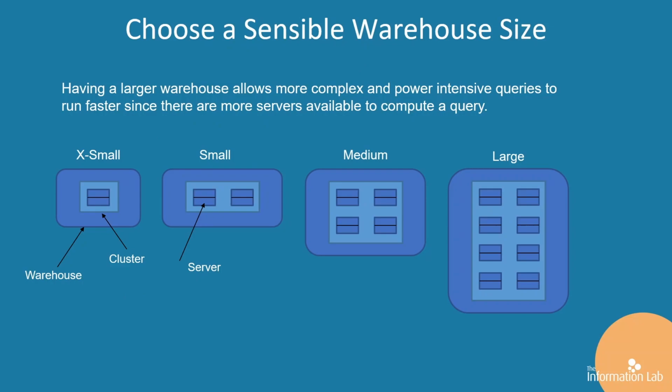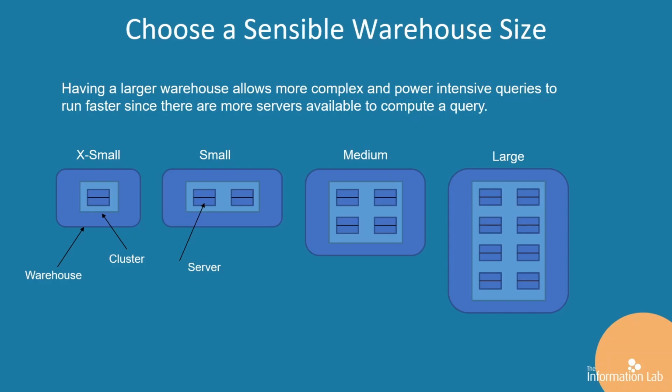So, choosing a sensible warehouse size. Here we have our 4 Snowflake warehouse size examples, the extra small up to the large. The outer purple coloured bracket is the warehouse. Within the warehouse, we have the blue square, which is our cluster. Within the cluster, we have our servers.